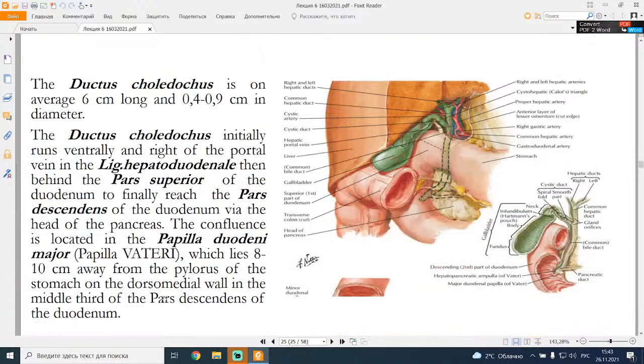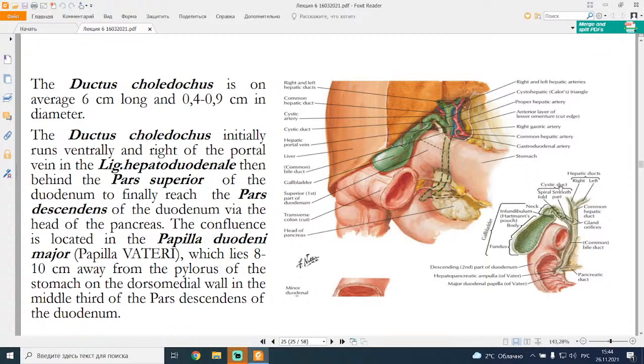Ductus choledochus is on average 6 centimeters long and 0.4 to 0.9 centimeters in diameter. Ductus choledochus initially runs ventrally and right of the portal vein in the ligamentum hepatoduodenale, then behind the pars superior of the duodenum to finally reach the pars descendens of the duodenum via the head of the pancreas.